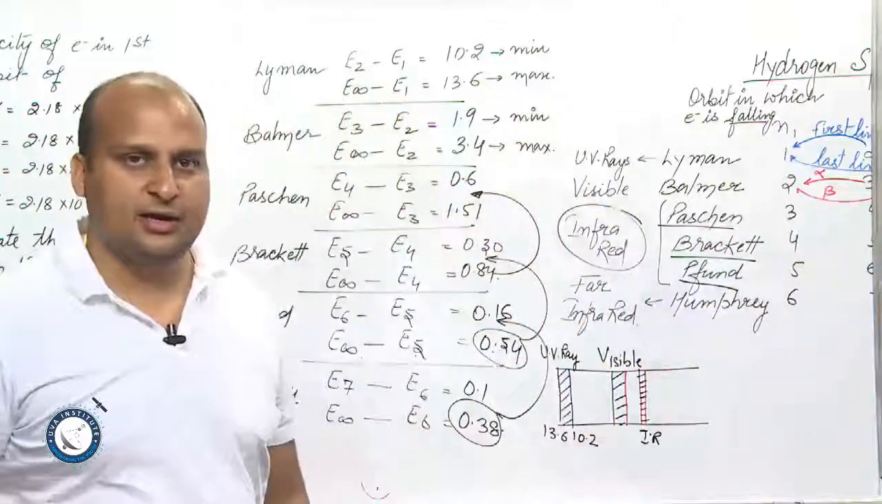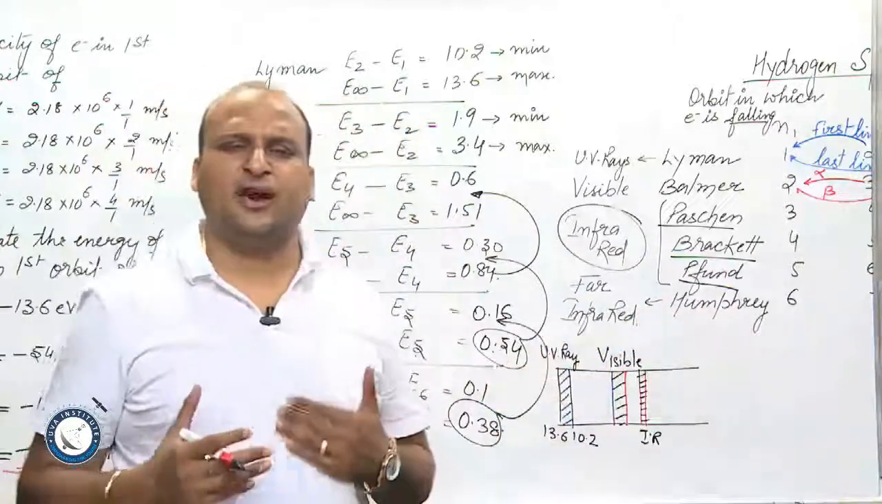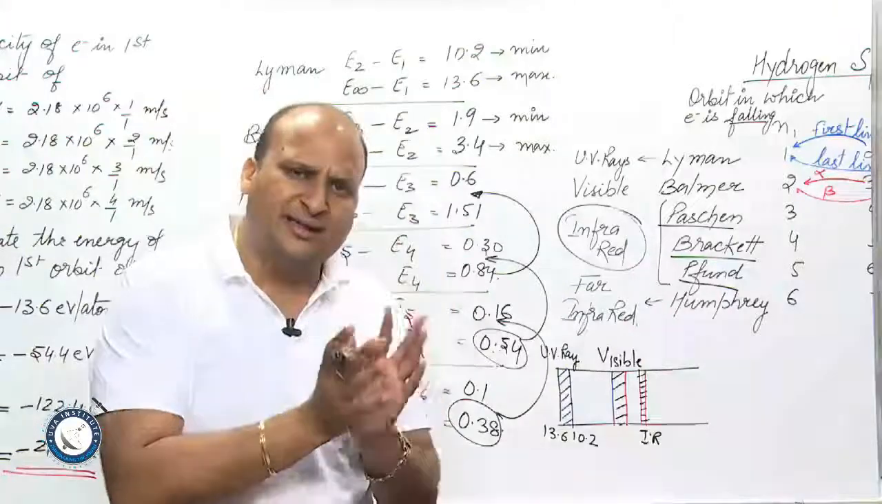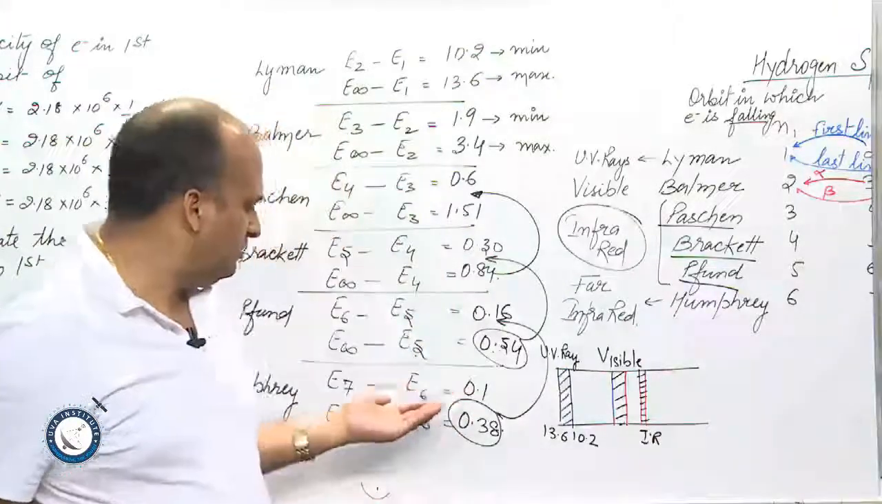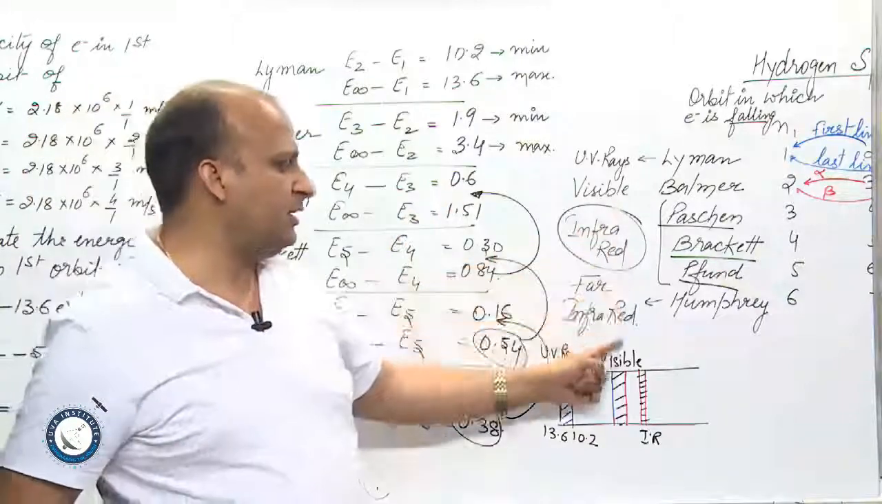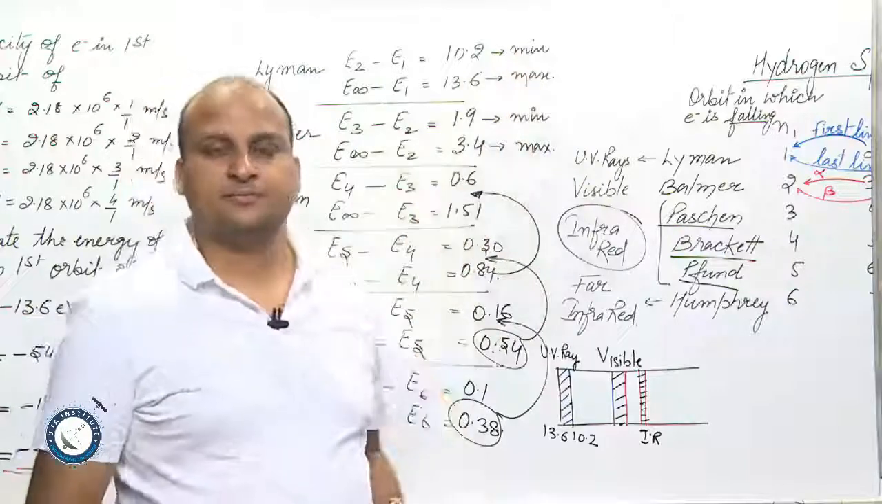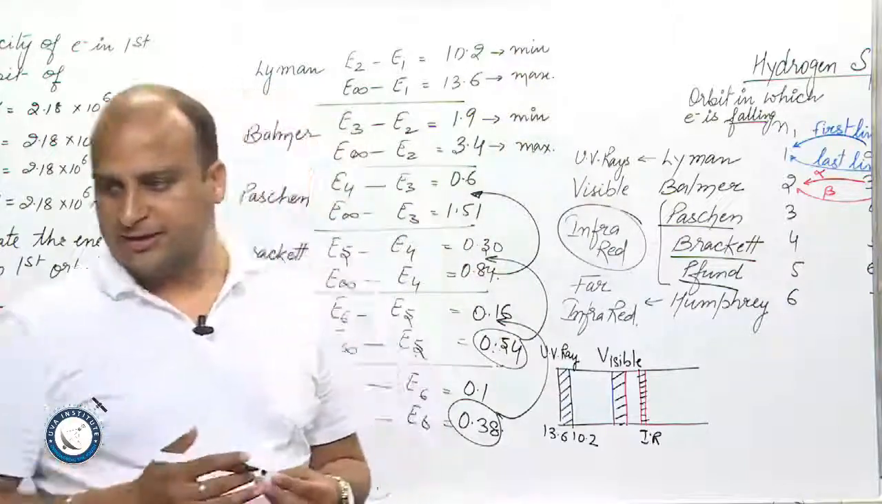Infrared series, right? Humphreys, again, see, far infrared is infrared rays but with lesser energy. So these are overlapping. So that's why they are infrared rays. They are not overlapping, they are simply different. Right? Are you getting the point?